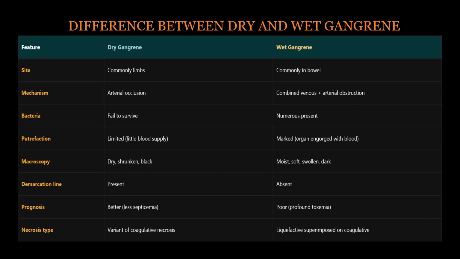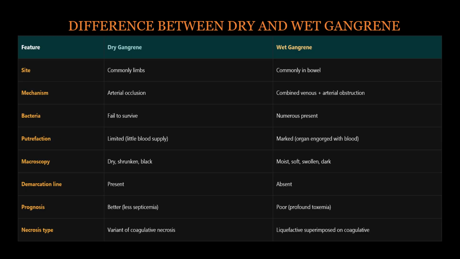Now let's talk about the differences between dry and wet gangrene. Based on our features, we can give the differences now. Obviously, dry gangrene is commonly found in the limbs, while wet gangrene is commonly found in the bowels. Dry gangrene is caused by arterial occlusion, while wet gangrene is caused by combined venous and arterial obstruction, but the main one is venous obstruction. In dry gangrene, the bacteria fail to survive and there is less amount of bacteria. In wet gangrene, numerous bacteria are present.